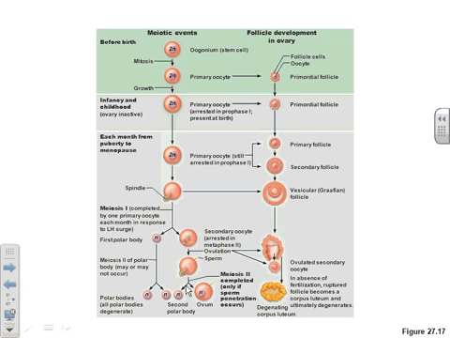Then the secondary oocyte is going to undergo meiosis 2, split again, and then we finally get the mature egg with 3 polar bodies. So 1 becomes 1. With the man, 1 was able to become 4. So it's a little bit different.